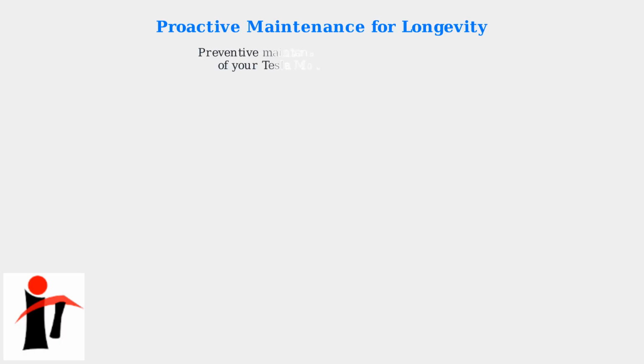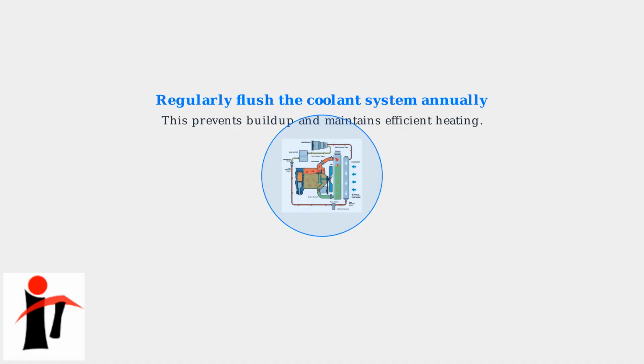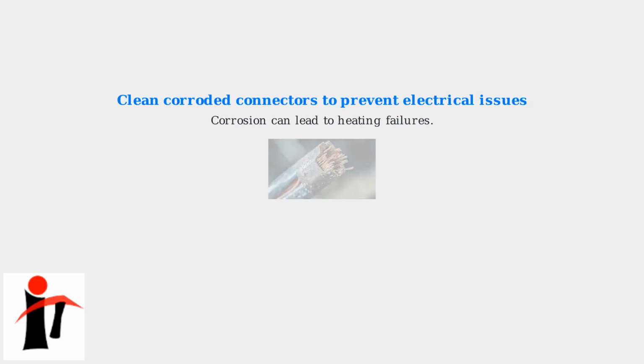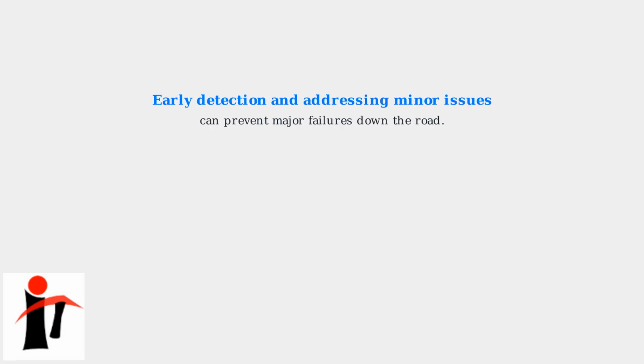Preventive maintenance can extend the life of your Tesla Model S HVAC system. Regularly flush the coolant system annually. This prevents buildup and maintains efficient heating. Clean corroded connectors to prevent electrical issues. Corrosion can lead to heating failures. Keep the system free of debris, especially around the blend doors. Debris can cause mechanical failures. Early detection and addressing minor issues can prevent major failures down the road.